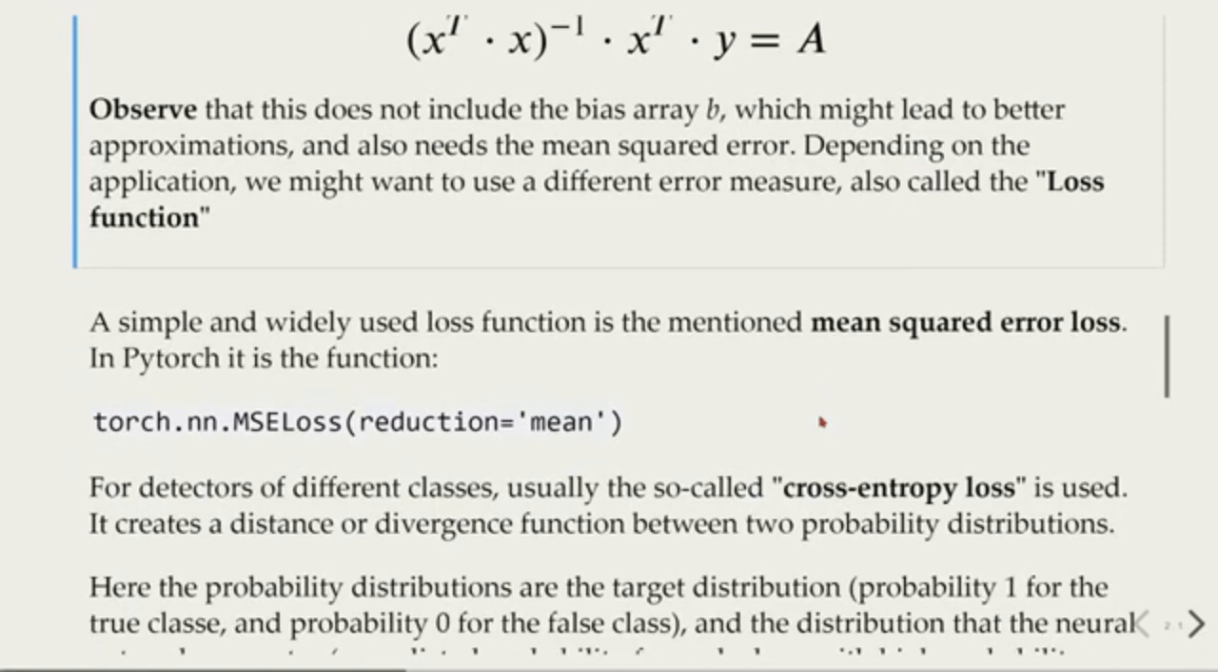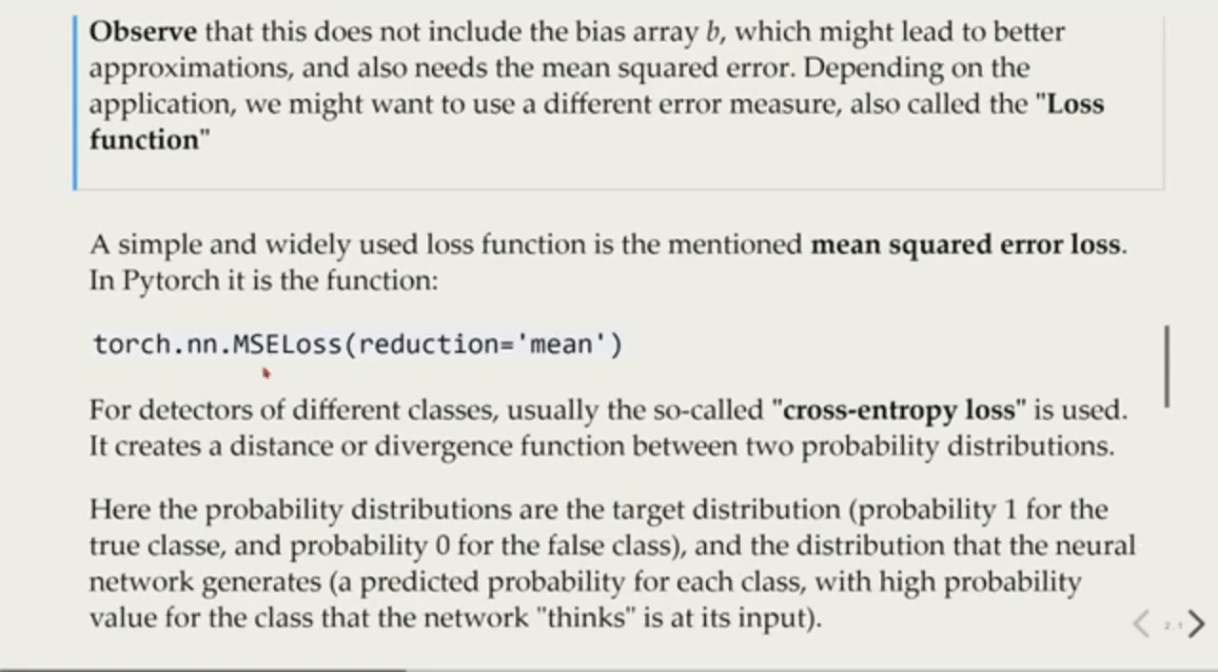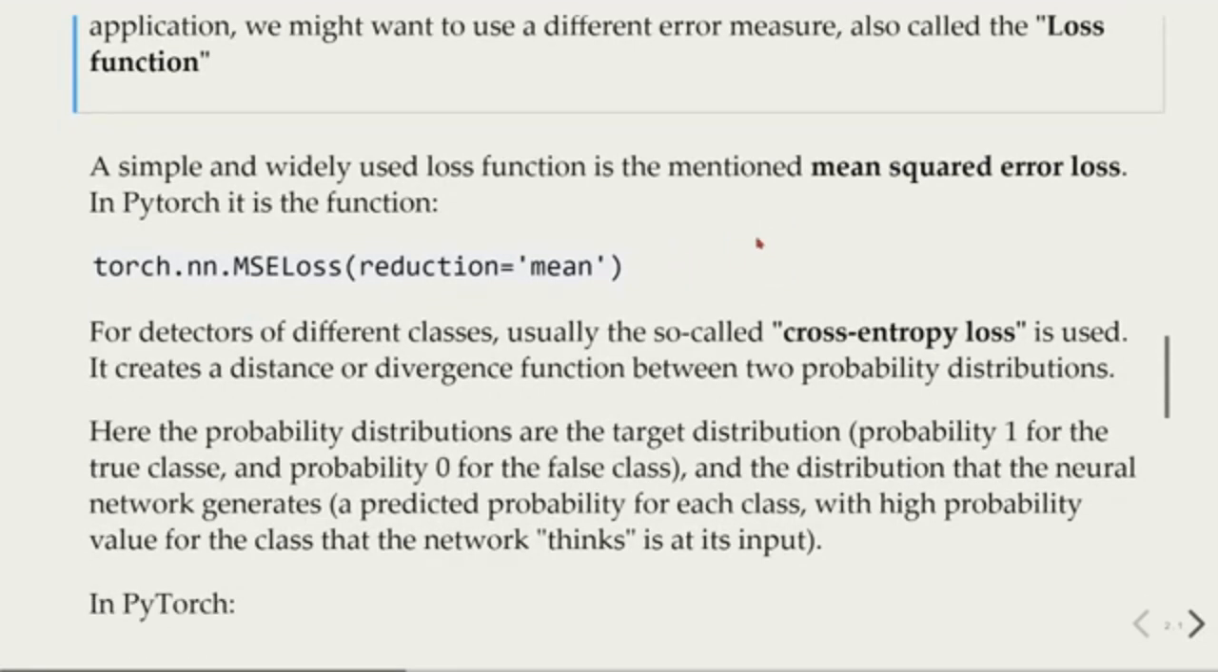A simple and widely used loss function is the mentioned mean squared error loss. PyTorch has this function implemented as MSELoss. And for detectors of different classes, usually the so-called cross entropy loss is used. It creates a distance or divergence function between two probability distributions.